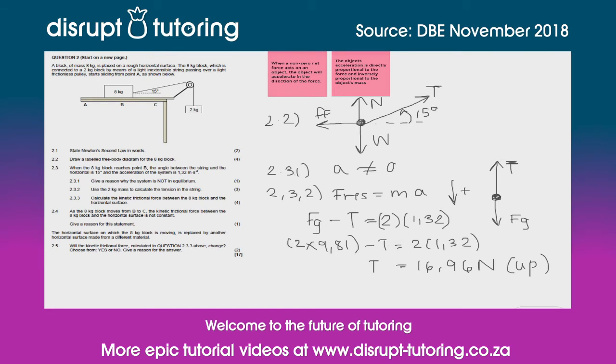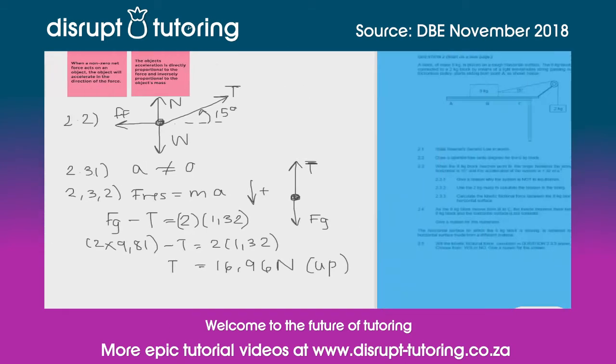Okay, so let's move on to question 2.3.3. It says calculate the kinetic frictional force between the 8 kilogram block and the horizontal surface. So let's just go to this new slide.